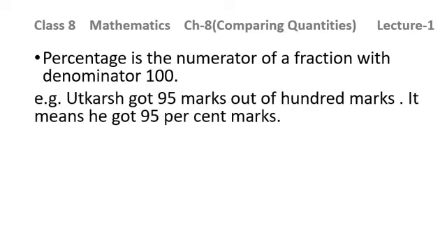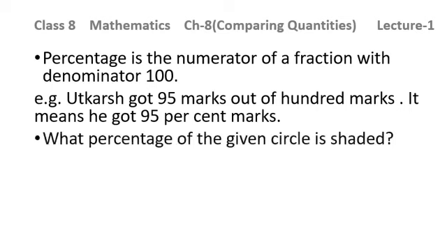Now for example, if a boy named Utkarsh got 95 marks out of 100 marks, it means he got 95% marks, because as we have discussed, percentage is a special fraction in which the denominator is always 100, or the word percent means per 100 or out of 100. So out of 100, how many marks did he get? 95. So we can say that he got 95% marks.